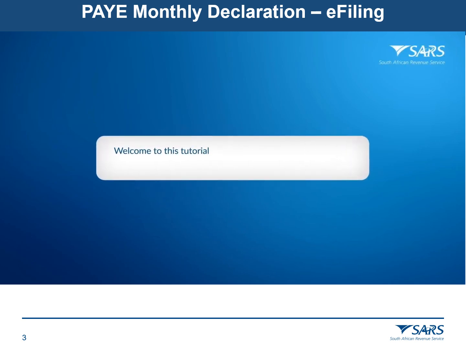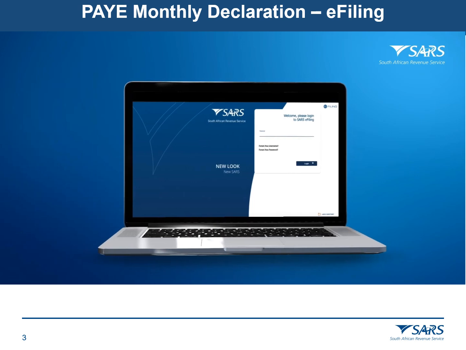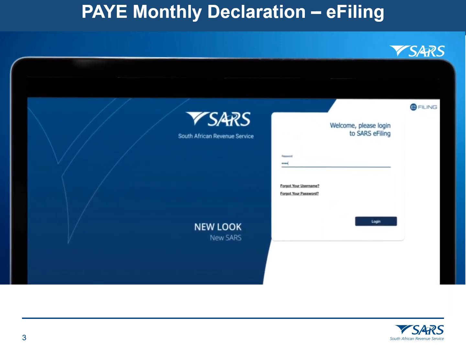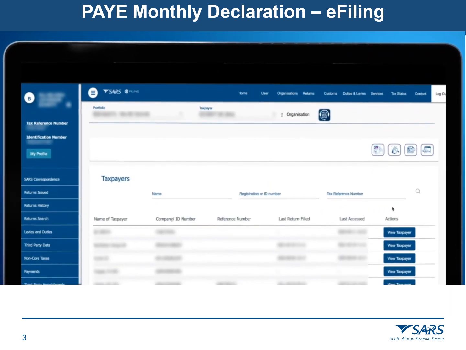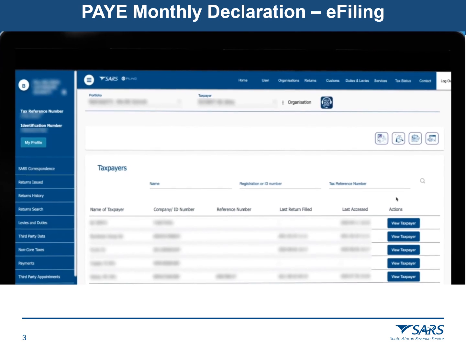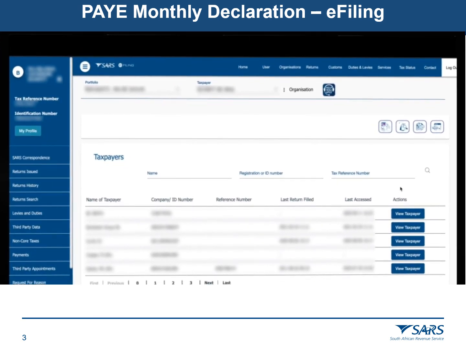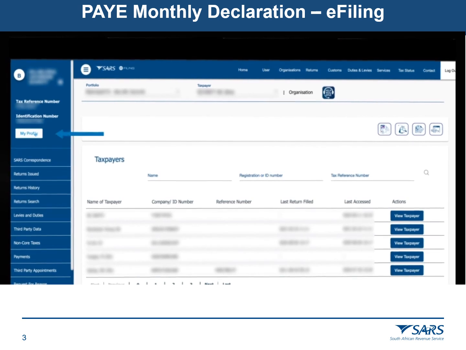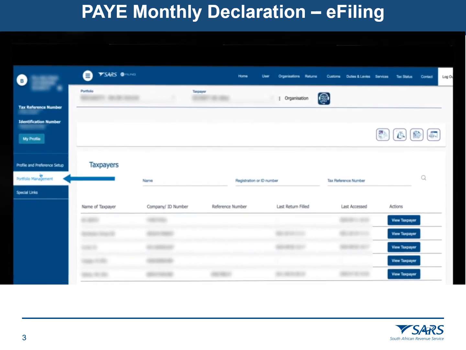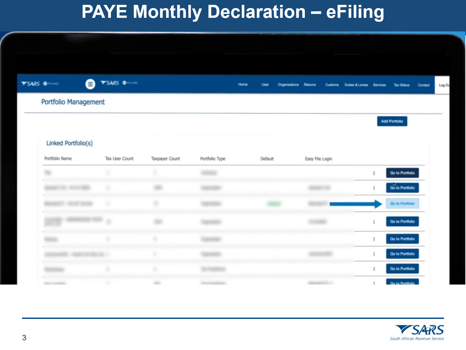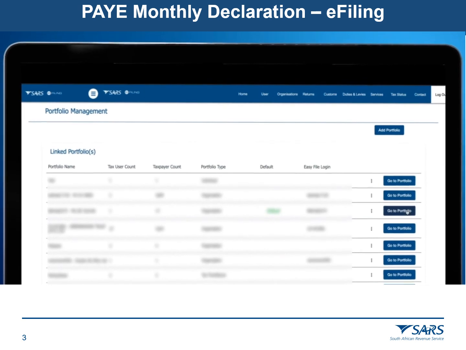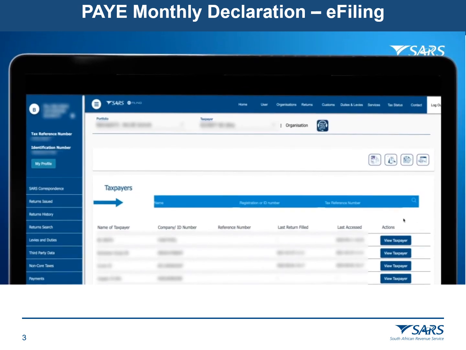Welcome to this tutorial on how to complete and submit the Monthly Employer Declaration EMP 201 on SARS e-filing. To log in, use your existing username and password. You will land on the dashboard. If the applicable organization portfolio is not set as default, you will need to open it. Click on My Profile on the left and then click on Portfolio Management. Click Go to Portfolio once you have selected the applicable portfolio.